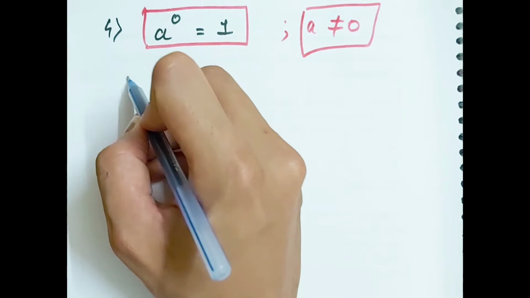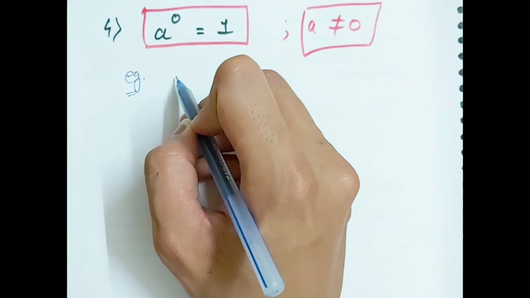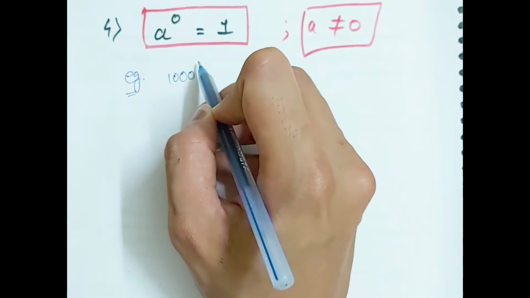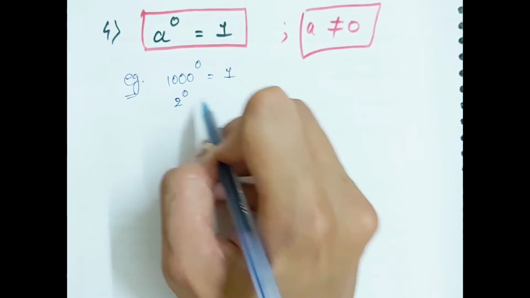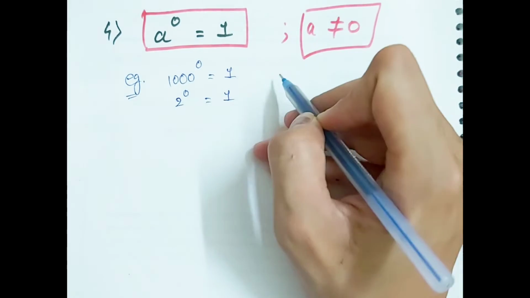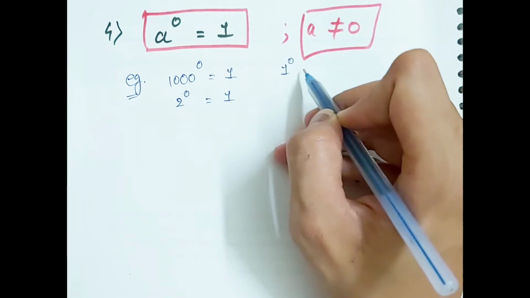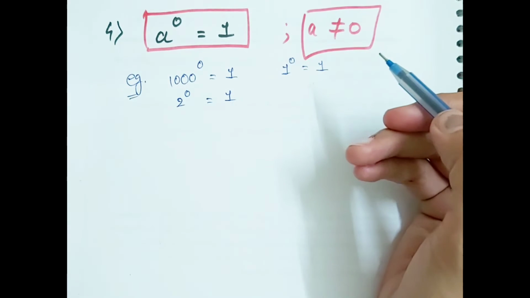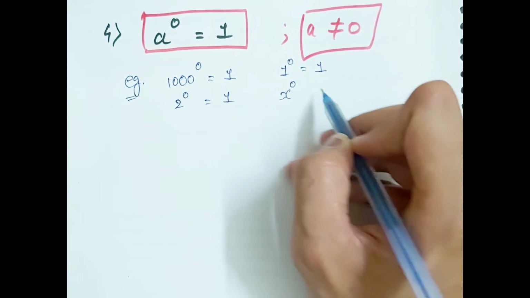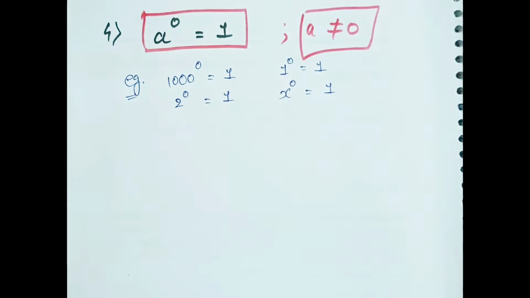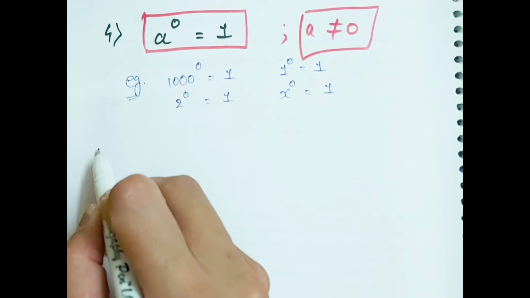Now if we look at the examples, let's say 1000 raised to the power of 0 gets you a 1. 2 raised to the power of 0 gets you a 1. 1 raised to the power of 0 gets you a 1. Let's talk about variables. X raised to the power of 0 gets you a 1. So basically anything raised to the power of 0 gets you a 1.